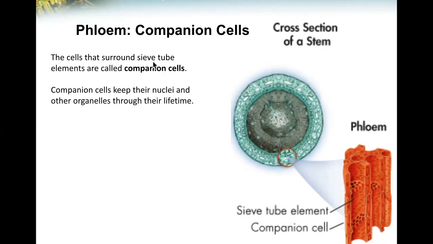The cells that surround sieve tube elements are called companion cells. The companion cell keeps the nuclei and other organelles throughout their lifetime.